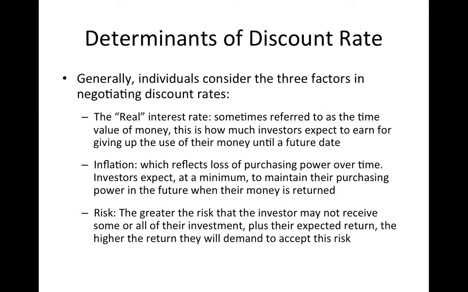In terms of the determinants of this rate, whether it's a discount rate, a rate of return, or a cost of capital, generally individuals think of three factors when they're negotiating discount rates. We'll talk in a minute about what I mean by this negotiation. The first of these is what we call the real interest rate. Some people refer to that as the time value of money, or the base value of money. Think of this as how much you as an investor would want to earn for giving up the use of your money until a future date.